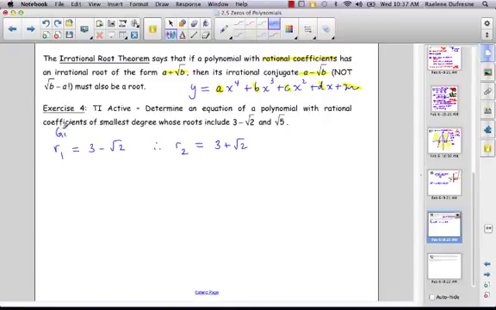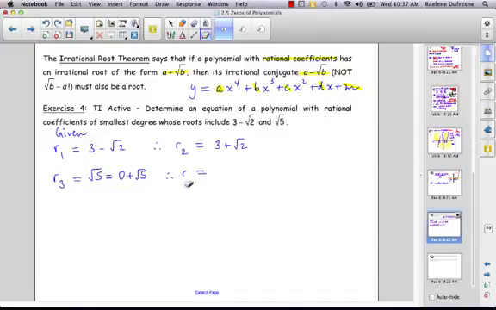Furthermore, we are given that the square root of 5, which is 0 plus the square root of 5, is a root, and therefore another root must be 0 minus the square root of 5, or negative square root of 5. So we should probably make this spread out a little bit more.